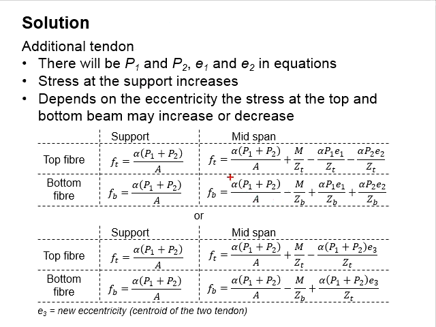We will expect an increase of the bottom fiber stress in the beam due to the additional tendon, but it is difficult for us to judge whether the stress is going to increase at the top fiber of the beam. The main reason is it is very dependent on the E and the P. The top fiber stress will increase when this is greater than this, but it will decrease when this is less than this.